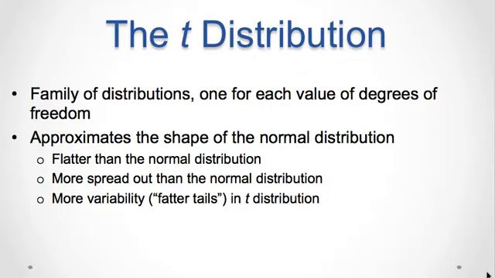The t-distribution is a family of distributions, one for each value of degrees of freedom. The t-distribution approximates the shape of the normal distribution. Again, it is flatter than the normal distribution, more spread out, and has more variability, or fatter tails, specifically for smaller sample sizes.